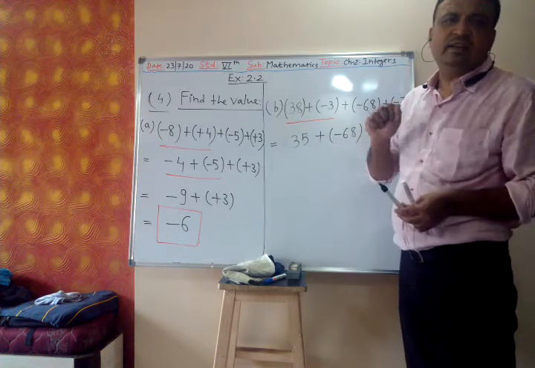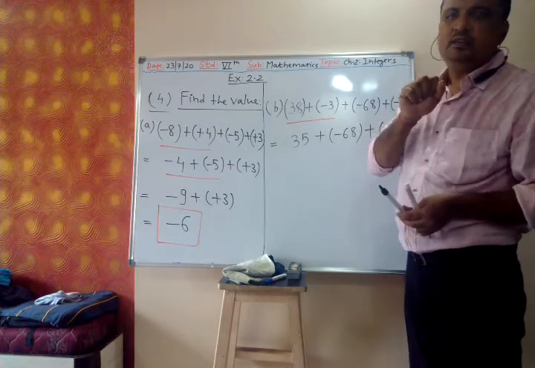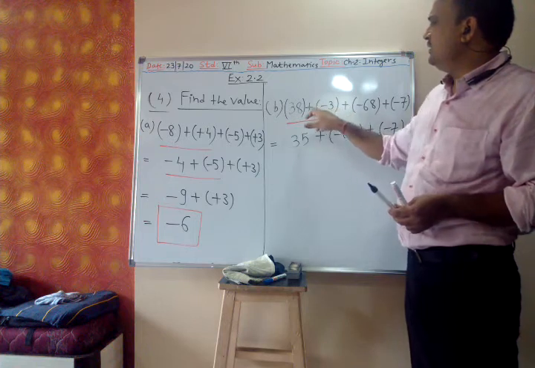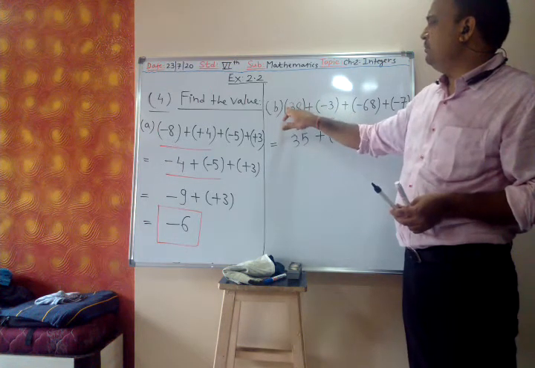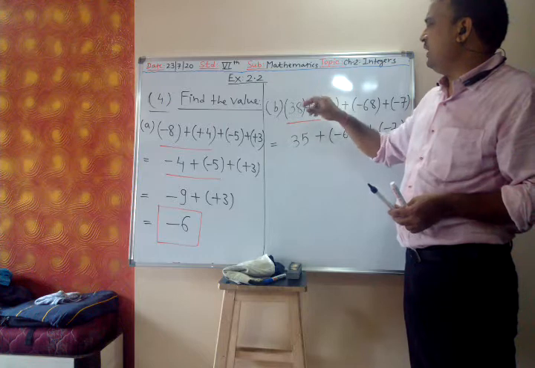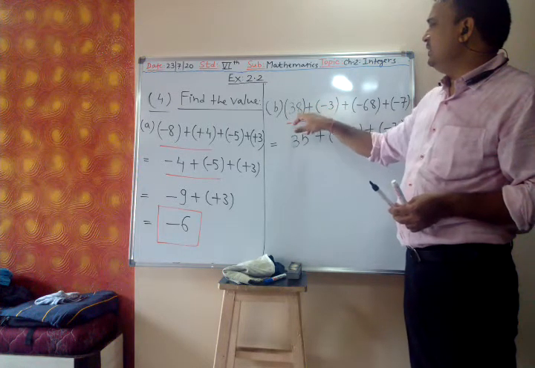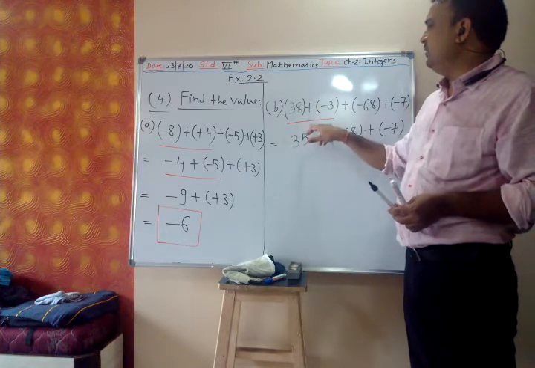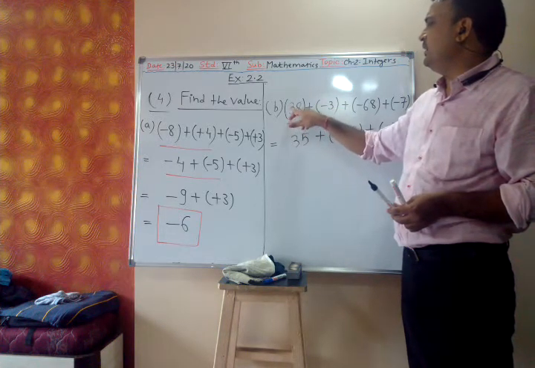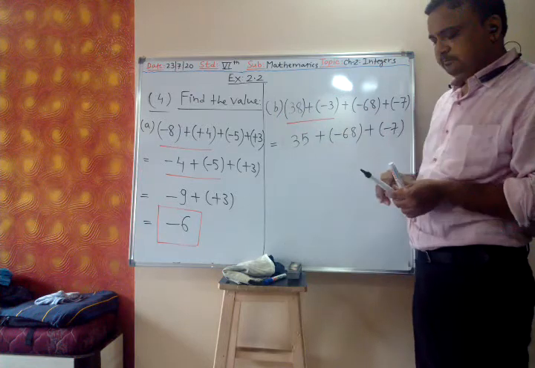What is sign of 38? Plus. What is sign of 3? Minus. So whenever they have opposite sign, plus and minus, we have to subtract bigger number minus smaller number. 38 minus 3 is 35. Now which number is bigger? 38. What is sign of that? Plus. We write plus 35.